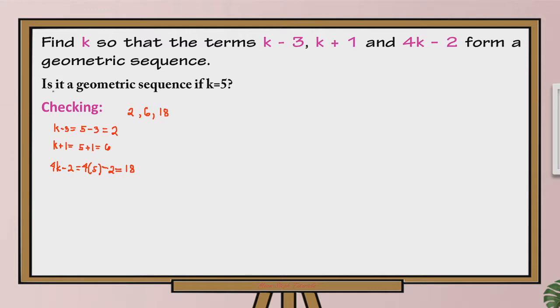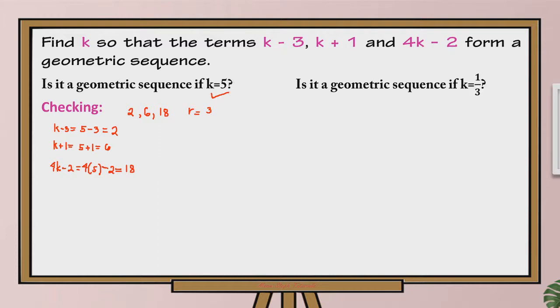So, balikan natin yung question. Kung geometric sequence ba to? So, we have 2, 6, and 18. Ano kaya yung common ratio niyan? So, ang common ratio niyan ay 6 divided by 2, that is 3. Tingnan natin kung pareho pa rin yan sa 18 divided by 6. So, 18 divided by 6, kaya 3 pa rin. So, this means na yung answer natin na k equals 5 ay tama.